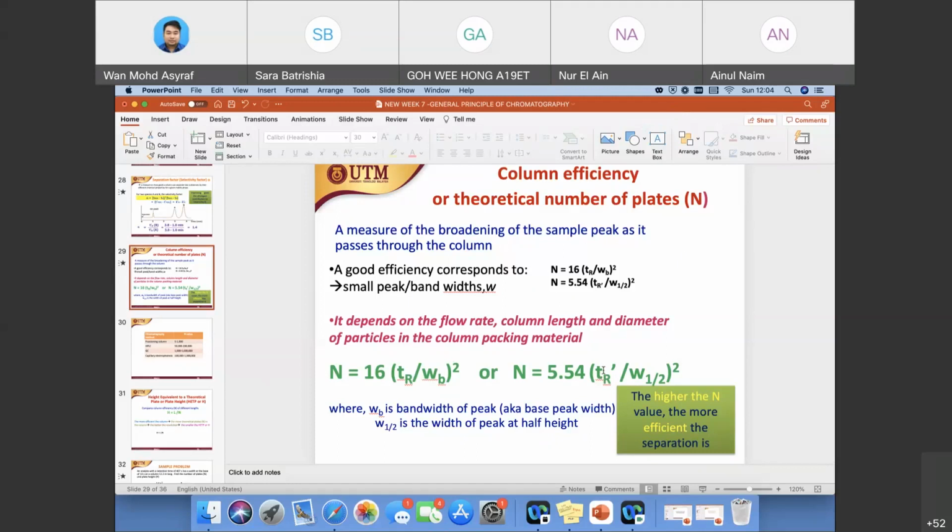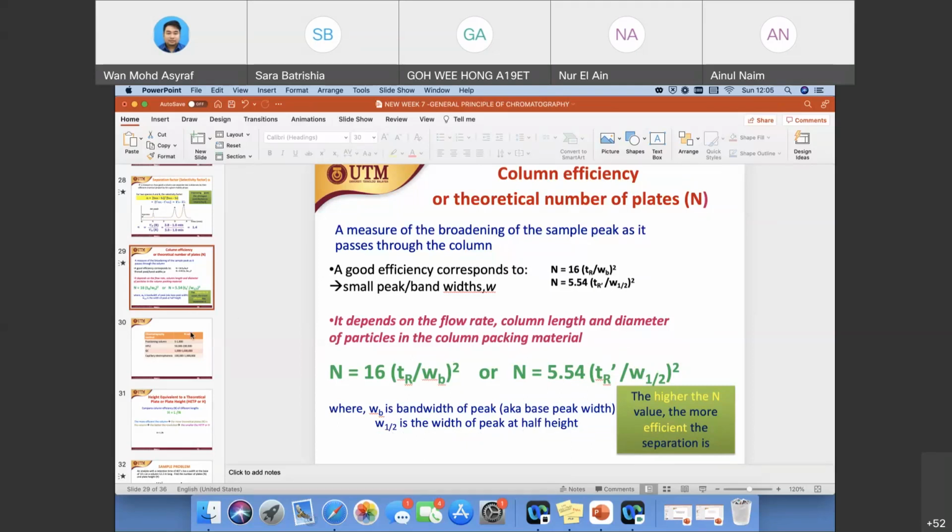So when you have been given the width of the peak at half height, because sometimes you are given the total width, or sometimes you are given the width at half, it depends on the width value that you've got. So you need to use a different kind of formula. The higher the N value, the more efficient the separation is.